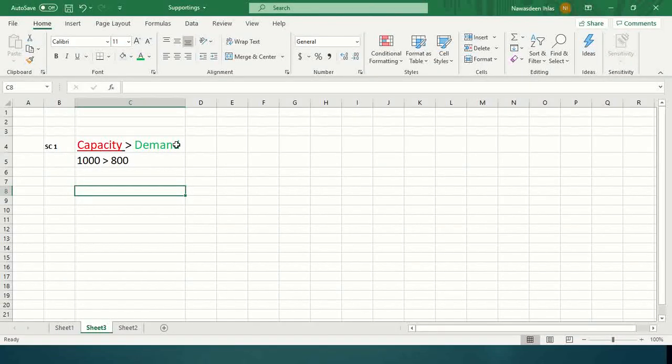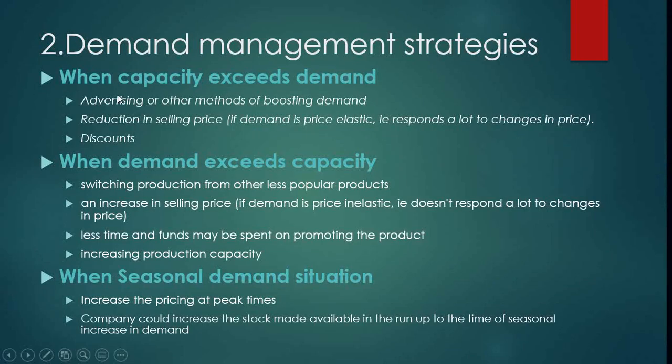So we'll have a look. Here we can do some advertising or other methods of boosting demand. We can have some advertising campaigns. As a result of these campaigns, the customers will become aware of our products and their usefulness. So obviously, as a result, we can expect a demand boost.